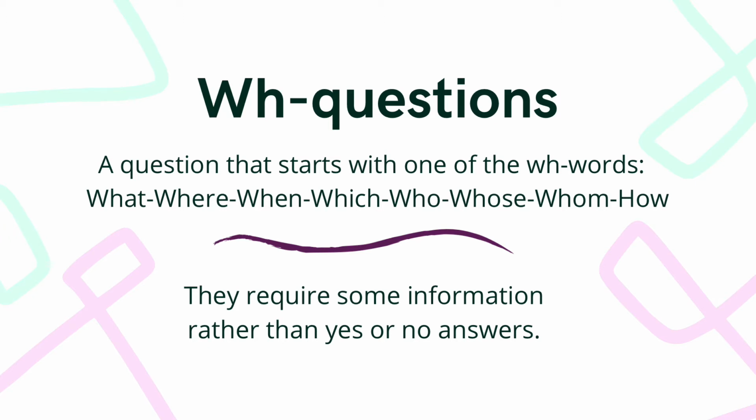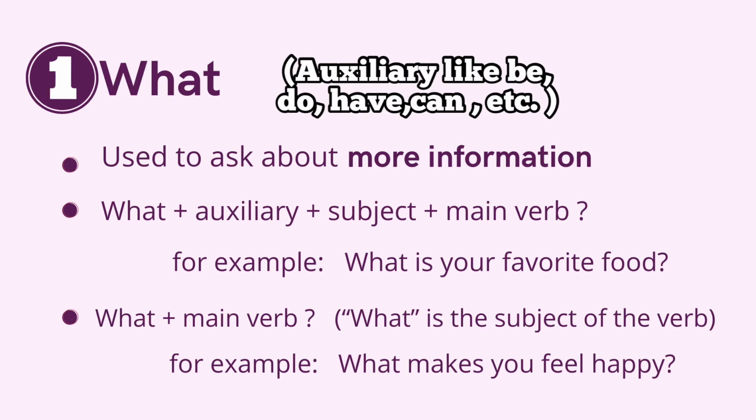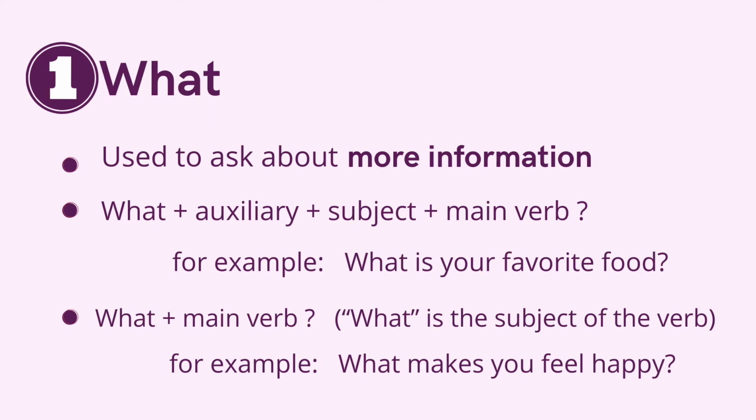Now let's start with our first word. The first one is what. We use it when we want to ask about more information about something. There are two different forms of questions when we want to use what. The first form is what plus auxiliary plus subject plus main verb. And as you know, auxiliaries are like be, do, have, can, and whatever which adds meaning to the meaning of our main verb. For example, what is your favorite food? Or what is your favorite singer?